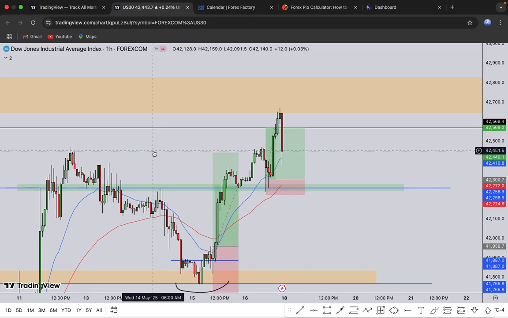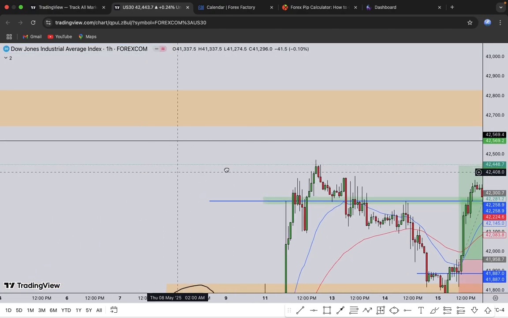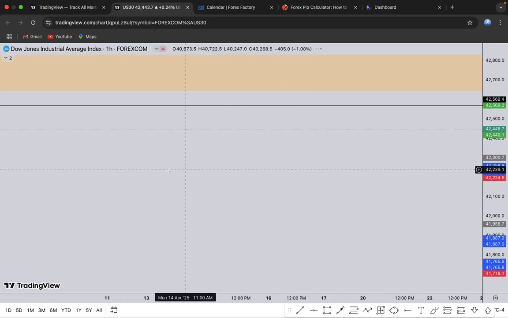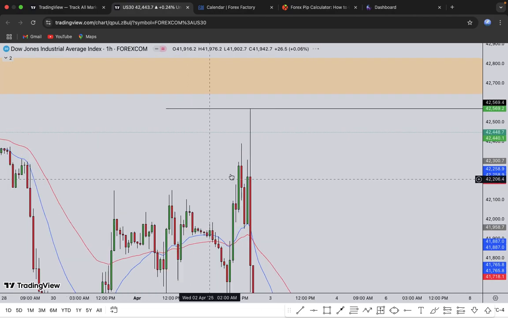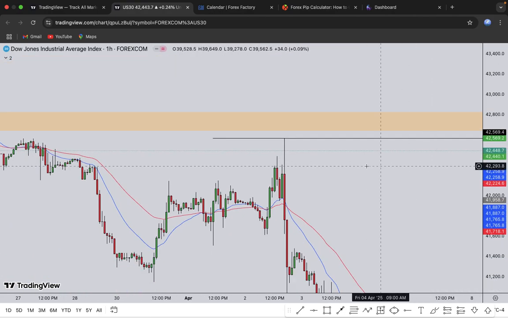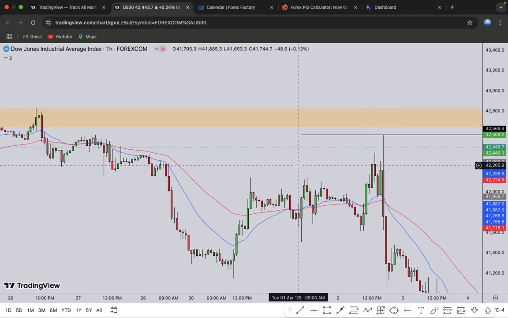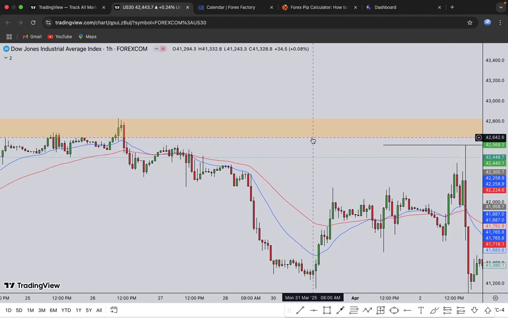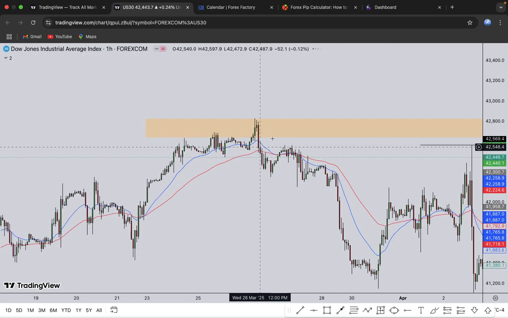And my target was this area right here. Why this area right here? Because if we look to the left, we can see that price had come up and previously rejected this area, right? So this was my first target, and then this area was my second target right here, right?